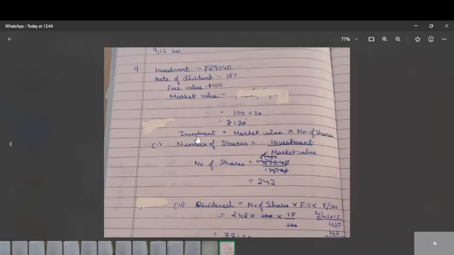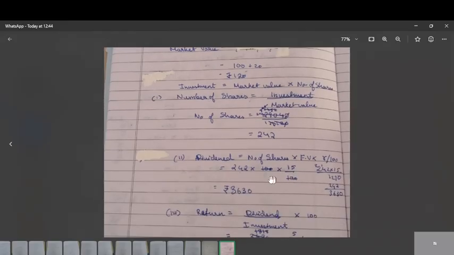First write the investment formula, market value into number of shares. From there you take out the number of shares. Investment divided by market value. Number of shares 242, correct. Dividend. Okay, dividend is 3630.